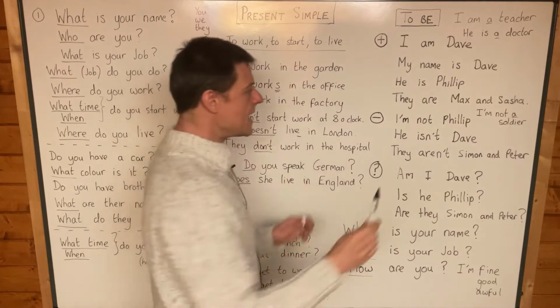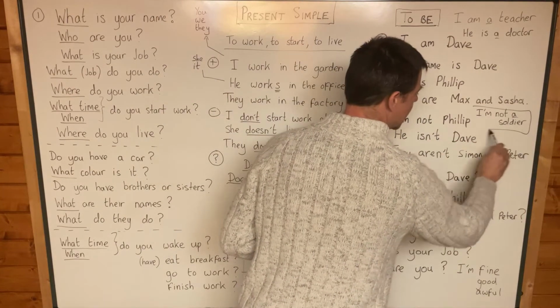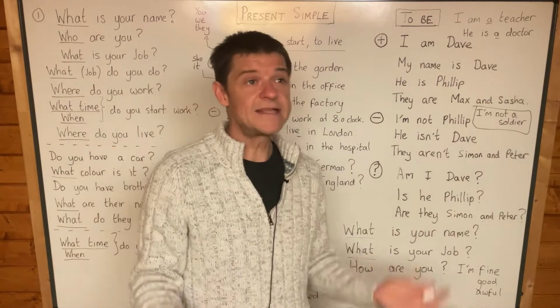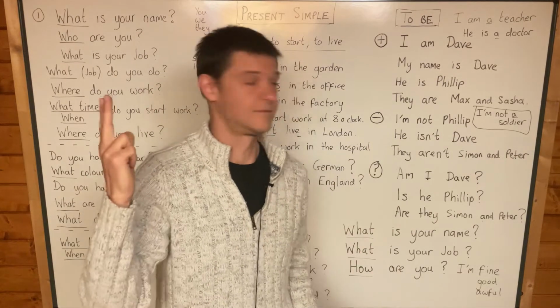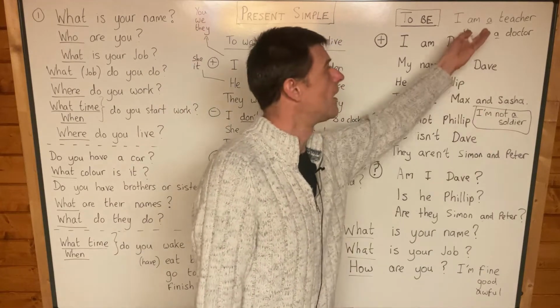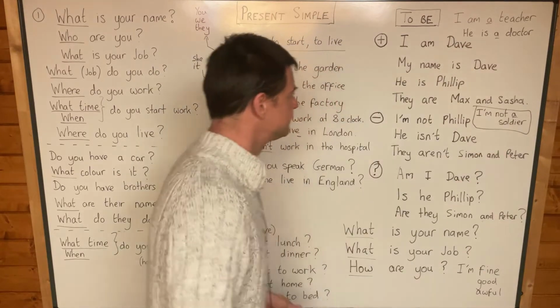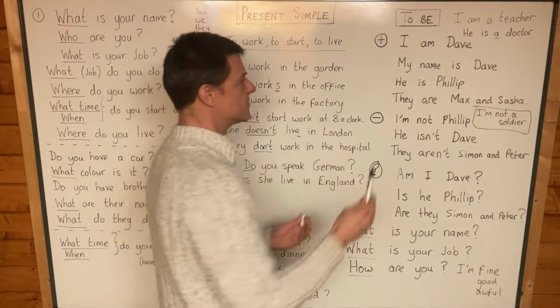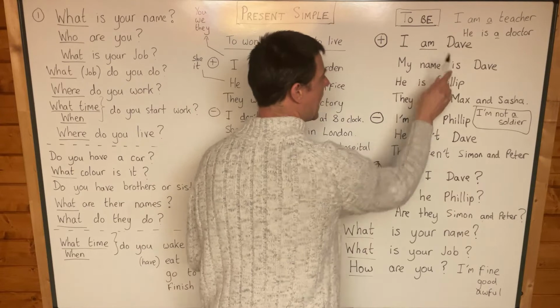Now, I am not a soldier. I don't have a gun. So I am not a soldier. I am a teacher. So, to make positive sentences, we say I am.